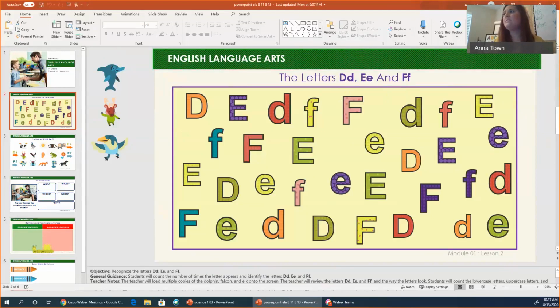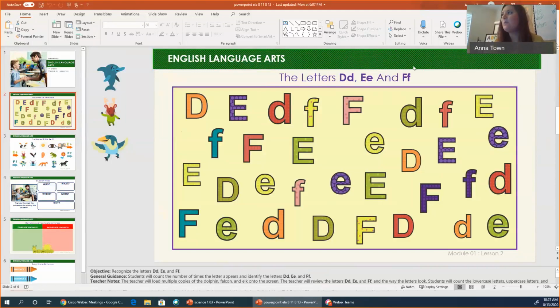What sound does E make? I heard lots of eh, eh, eh. Yes, that's the short vowel sound. It also makes the long vowel sound E, which is its name. E, E, E.